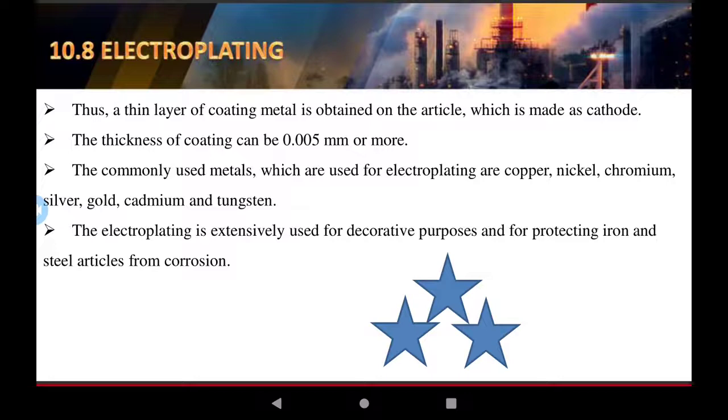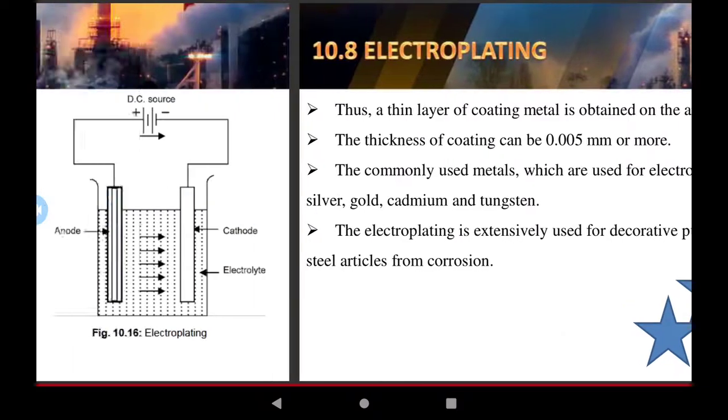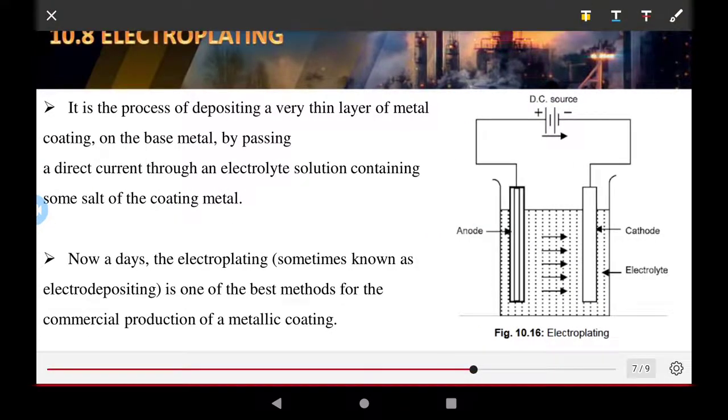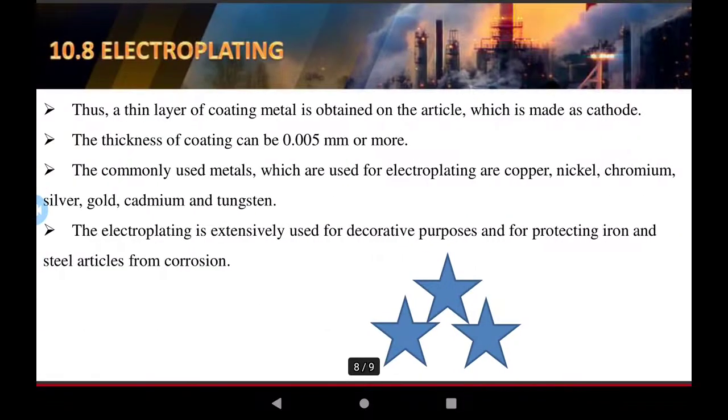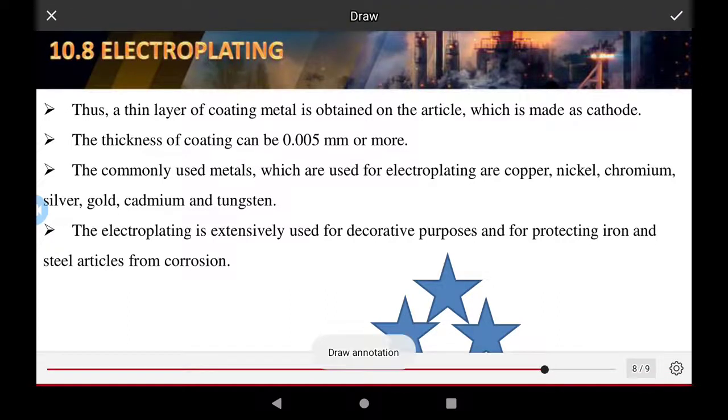Electroplating gives a thin layer of coating. This is the coat, the layer of coating on the workpiece. The surface is converted into a strong surface, with the workpiece as the cathode, and the thickness of the coating is about 0.005 mm on the surface of the workpiece.